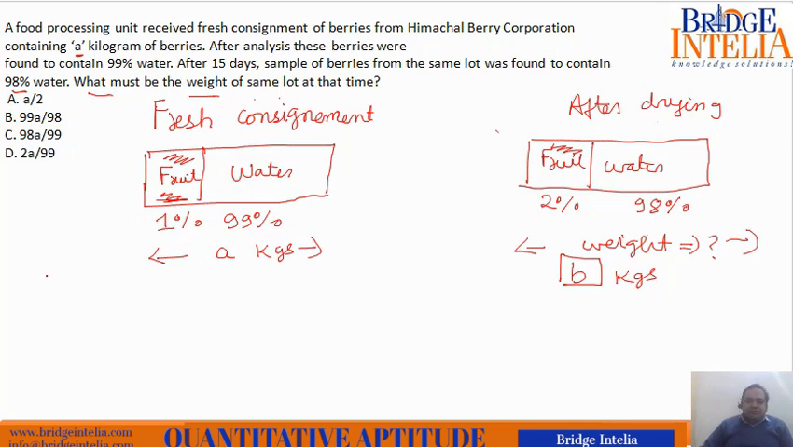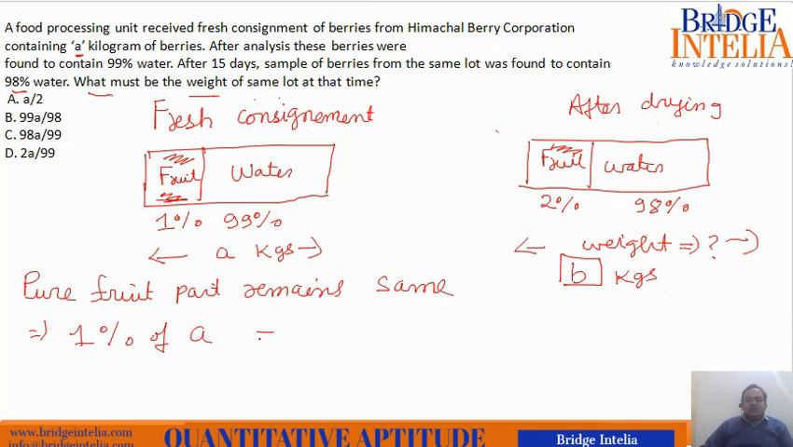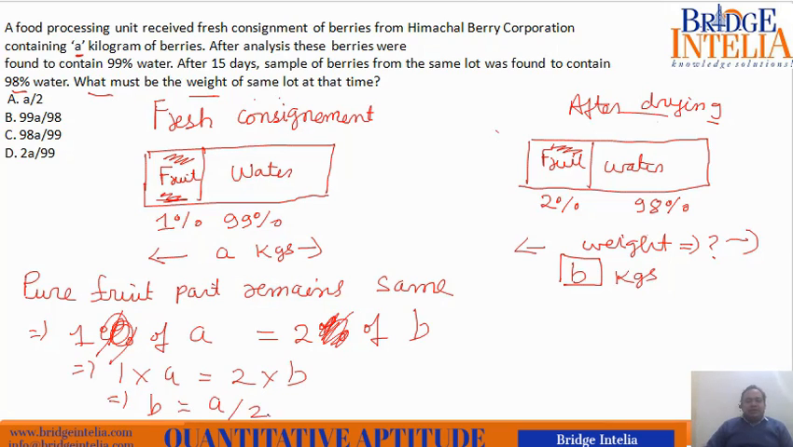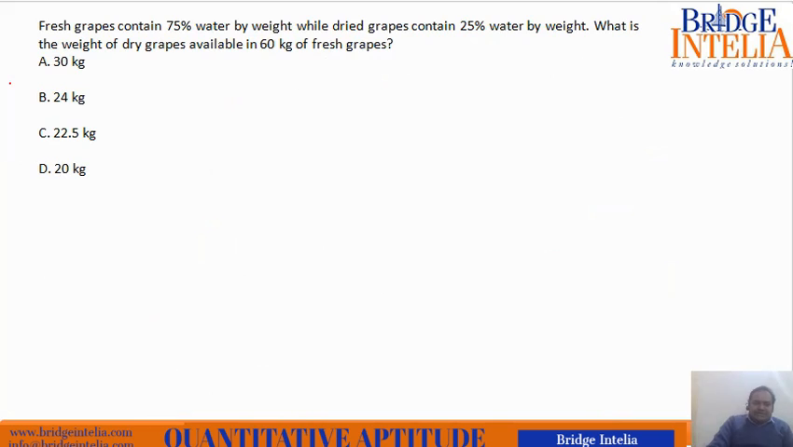Now what can be said? The pure fruit part remains the same. This is the key. It remains the same, so it means 1% of A should be equal to 2% of B, because now the entire sample is B kgs, and out of B kgs, 2% is fruit. The percentages get cancelled, both being mathematical operations. So 1 into A is equal to 2 into B, so B is equal to A by 2. So B kgs means A by 2 kgs. This is the question. Let's see the next one.